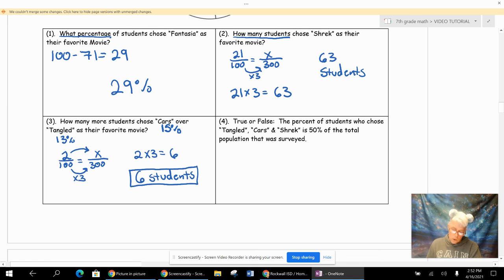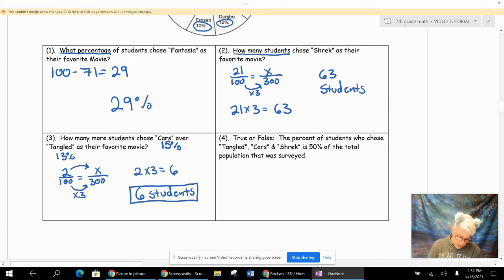True or false? The last question. The percent of students who chose Tangled, Cars, and Shrek is 50% of the total. Well, I don't know. Let's figure it out. We already said that Tangled was 13, Cars was 15, and Shrek was 21. So I'm going to add those up, and if it adds up to 50, then that's a true statement. So we have 5, 6, 7, 8, 9, 2, 3, 4. So that's 49%. So that is a false statement.